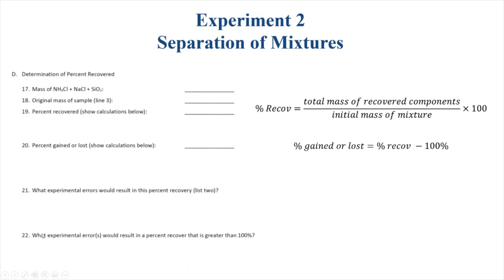And then I also want you to think about how we could get a percent recovery that's greater than 100%. So this happens all the time. You might think it would be impossible, but it happens a lot. We see it all the time in the actual lab. And there's a very specific reason why you would get a percent recovery greater than 100%.